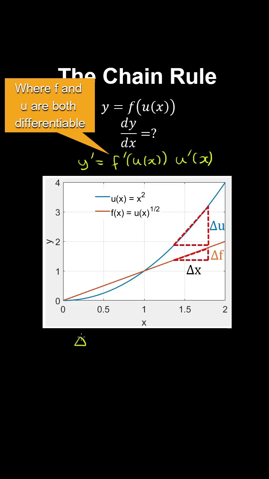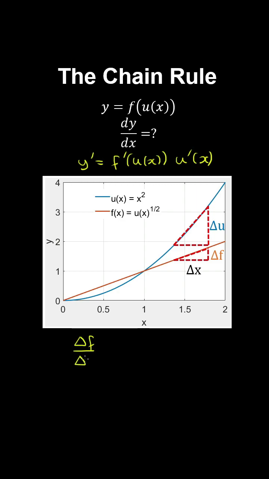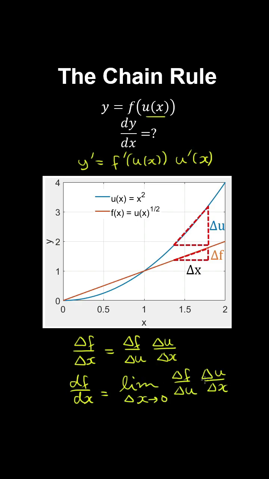And this can probably be seen better if we write the finite change in f with respect to x is equal to df/du by du/dx. And if we take the limit on both sides as delta x goes to 0, we obtain the derivative of f with respect to x is equal to the following limit. And we can split this up into two limits using the product rule for limits. And we can see that as delta x approaches 0, delta u also approaches 0. So therefore the derivative of f with respect to x, which is the same as dy/dx, is equal to dy/du by du/dx.